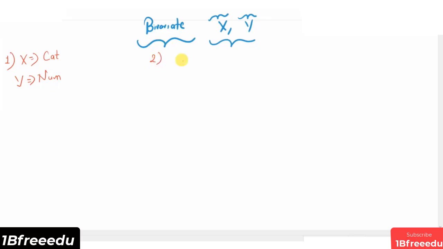The second scenario can be, let's say, my x also belongs to numerical format and y also belongs to numerical format. The third scenario, which is a very rare scenario that hardly happens, will be, let's say, my x is also of categorical nature and my y also follows a categorical nature. So typically there are 3 scenarios in this bivariate analysis.